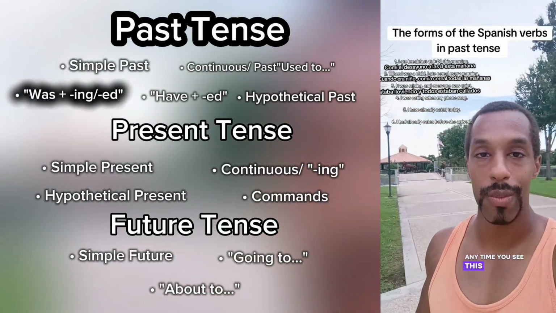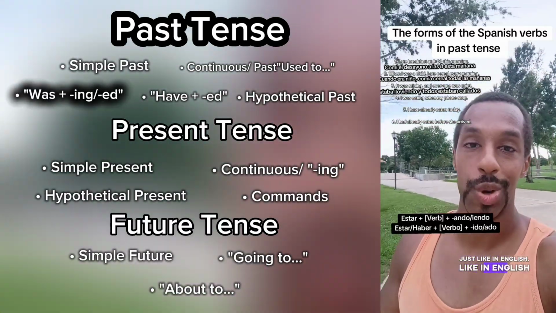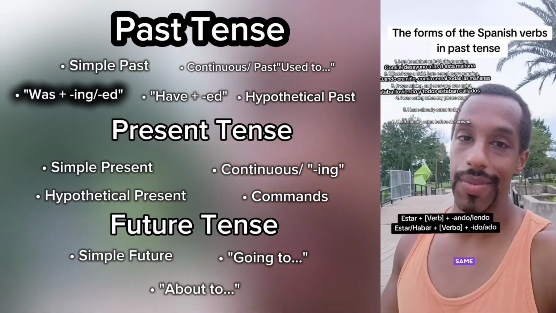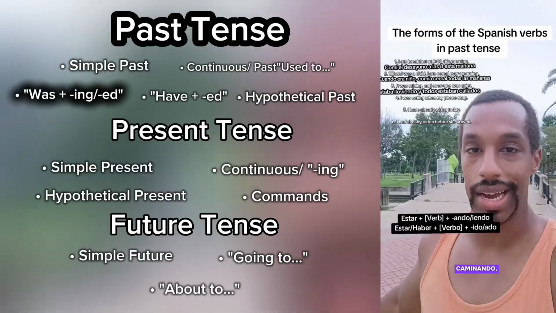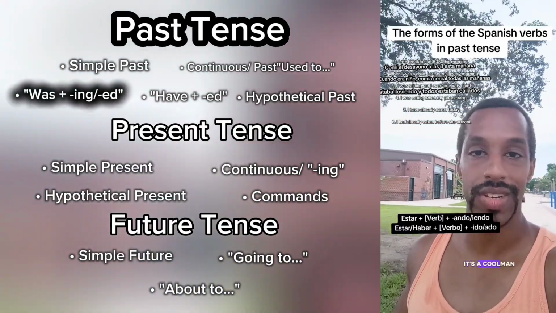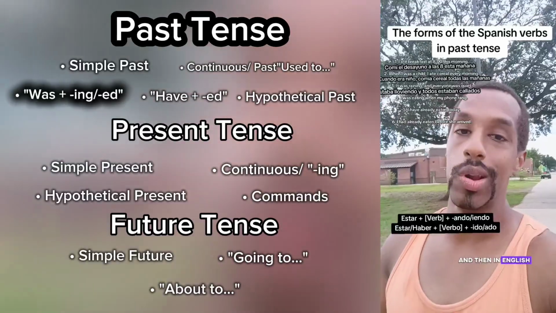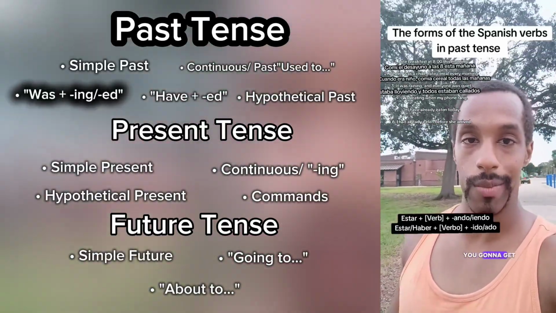Lloviendo: anytime you see this form of the verb, it always comes after estar, just like in English. In English, you have to say I am eating. Same thing in Spanish: yo estoy comiendo, hablando, caminando, etc. And same thing for callado. Like I said, it's the equivalent to the ED ending in English. The only difference is it comes after estar or haber. We're going to get to haber in a second.